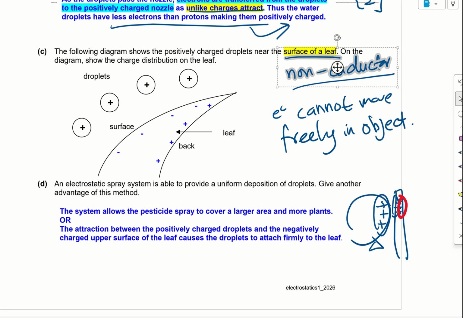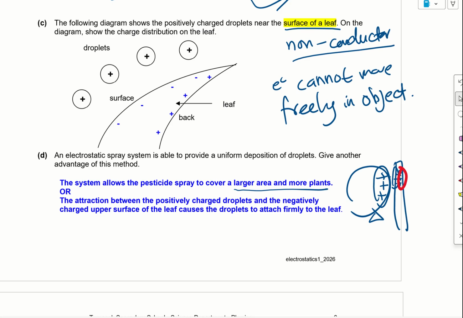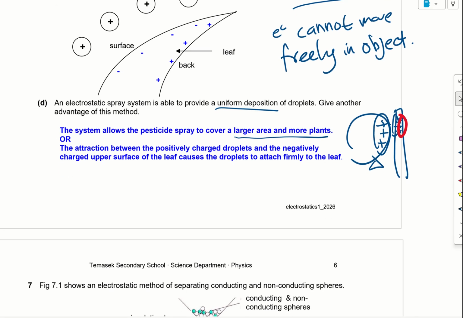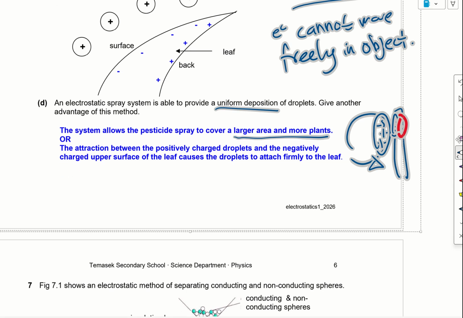Electrostatic spray is able to provide a uniform deposition of droplets. Give another advantage of this system. The system allows the pesticide spray to cover a large area and more plants. So having uniform deposition, they repel one another, and they can cover larger area. Now attraction between the positively charged droplets and the negatively charged upper surface of the leaf causes the droplets to attach firmly to the leaf.